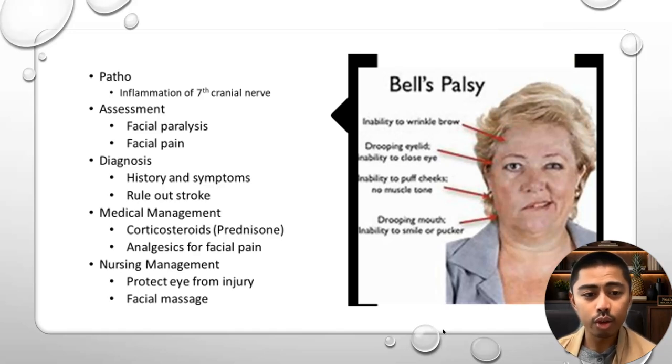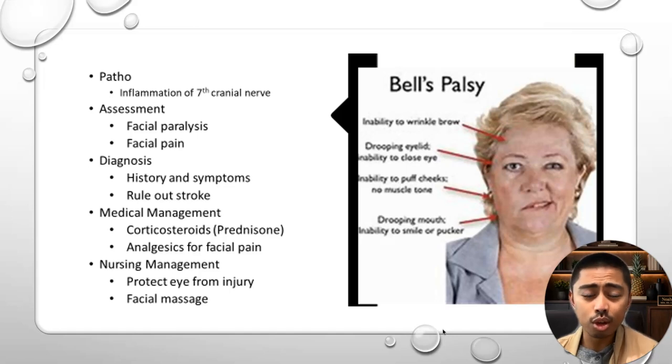Now, if we can rule out a stroke, then that'll help us determine the treatments we can use. For this particular condition, we want to make sure we start corticosteroids early, because remember, this is an inflammation of the cranial nerve 7, so corticosteroids will help reduce inflammation. We can also use antivirals if HSV is suspected.